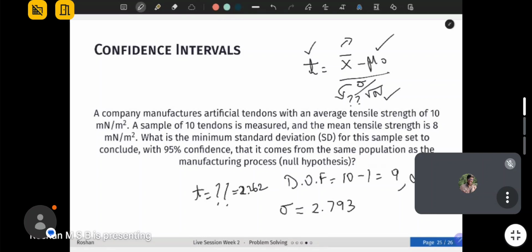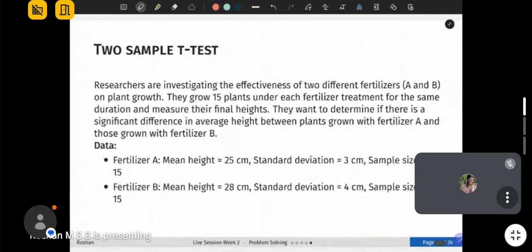Anyone else? Same answer? Yeah, 2.79. I think it's correct. Okay, it's the same. Good. Moving on to the final question.